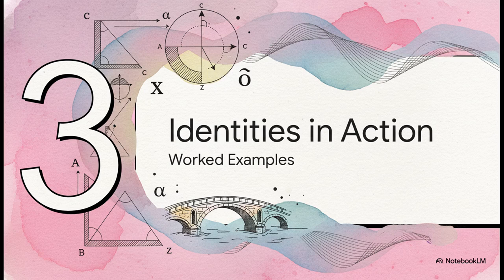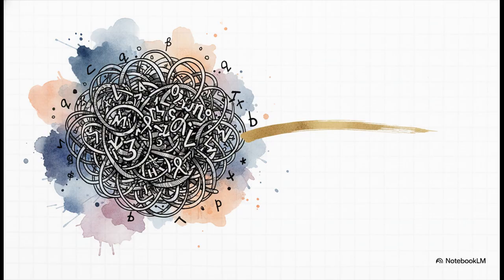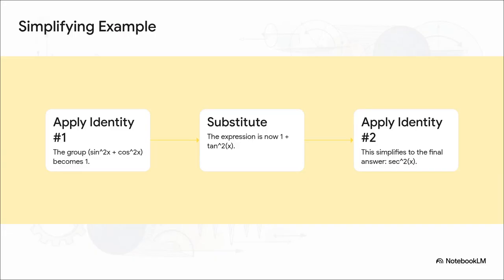All right, enough theory. You know the best way to really understand these tools is to actually see them work. So let's put these identities into action with a couple of classic examples. Okay, here's a typical problem you might see on a test. Simplify the expression sine squared of x plus cosine squared of x plus tangent squared of x. Yeah, it looks a little messy, a little clunky, but just watch how our new tools clean this thing up in no time. This shows the whole process perfectly.